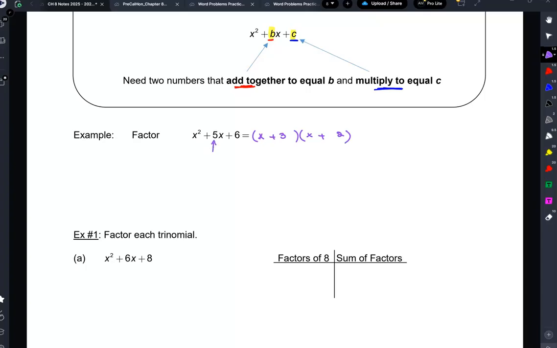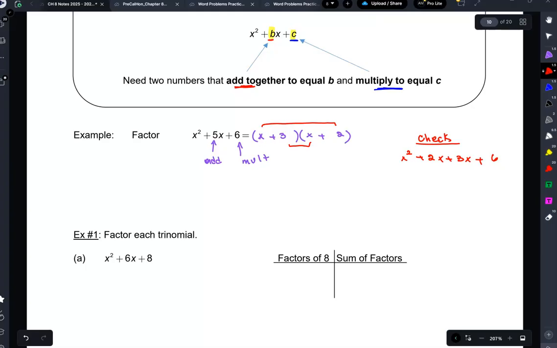So it adds to this. It multiplies to this. So how would you check? Let's check. Let's do FOIL. The first terms give me what? X squared. Outer terms, 2x. Inner terms, 3x. Last terms, 6. X squared plus 5x plus 6, yes. That's how it works.